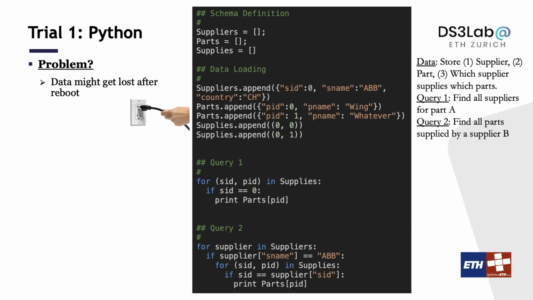And there are a whole bunch of other problems. For example, if you look at how we implement the second query, we actually have a nested loop. Essentially we have 2 for loops. So how do you order them? If you do the enumeration of suppliers first, or the enumeration of parts first, you can change the order of the for loops.